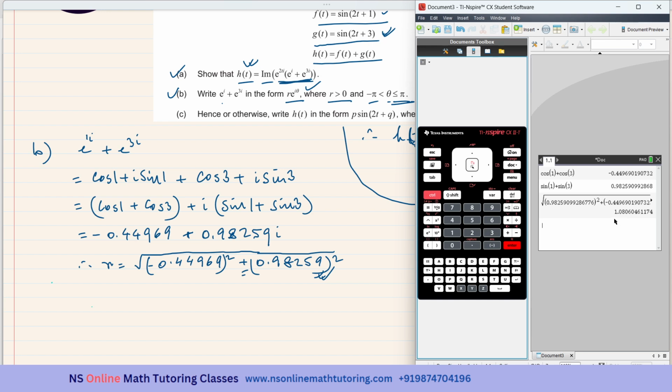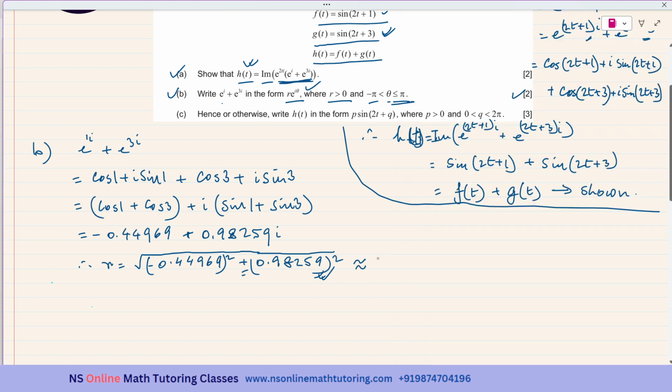This is the value of R, 1.0806046. Okay, let me take up to 1.0806. Okay, so this is 1.0806. This is the value of R. Okay, and what is theta? Theta will be equal to tan inverse of this divided by this.